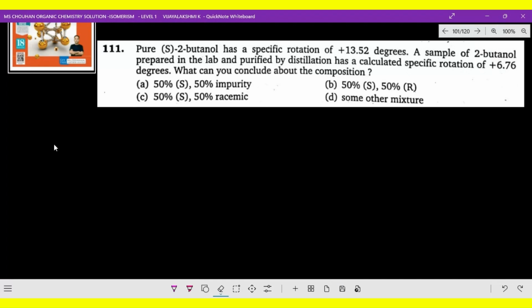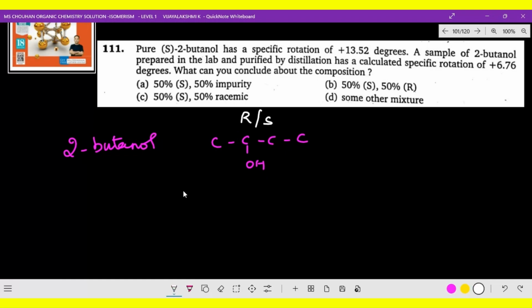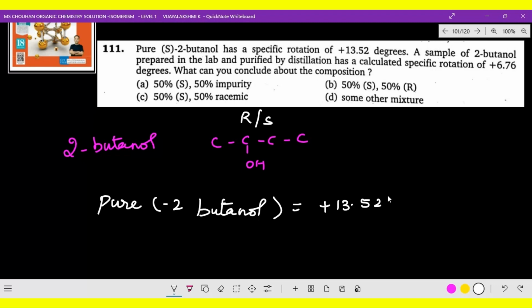So here they mentioned 2-butanol very clearly. How do we write it? 2-butanol has 4 carbons, and in the second carbon, OH will be available. So here actually it is about optical rotation. This is pure S-2-butanol, and that is what is mentioned. So here we are going to see the data, plus 13.52 degrees, and the mixture they have given as the sample. Sample means mixture, so plus and minus both will be there.